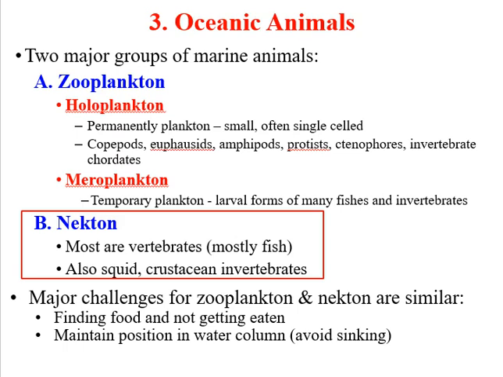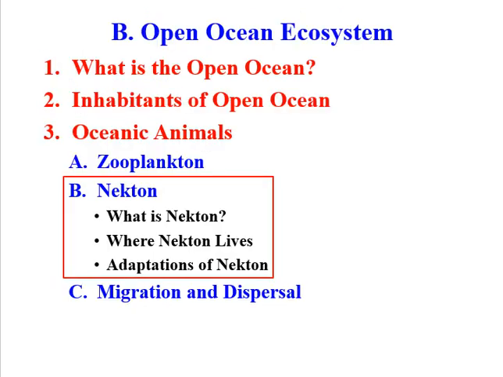You can avoid sinking. If you sink down to the bottom, pressure, temperature, darkness, lack of food, those are all bad things about not being up in the upper part of the water column. So let's look at these animals that are nekton: what nekton is, where nekton lives, and adaptations of nekton.